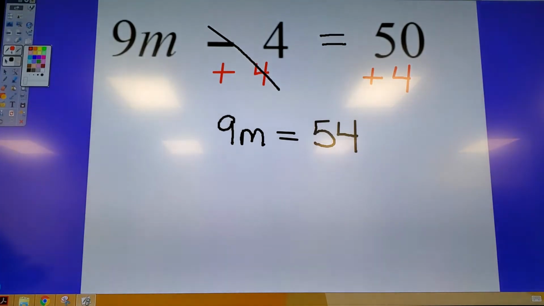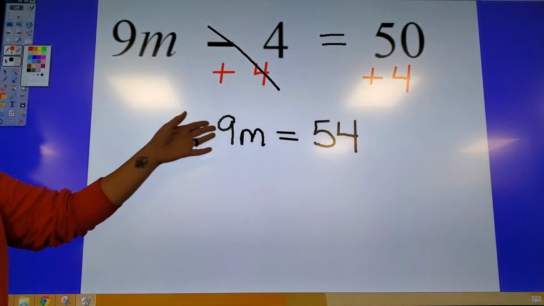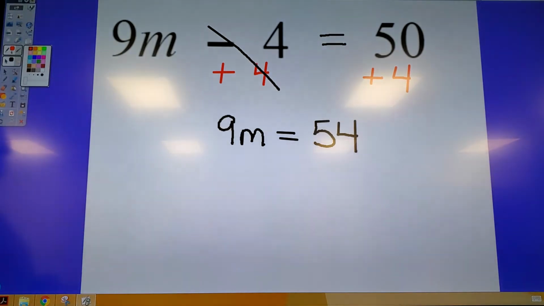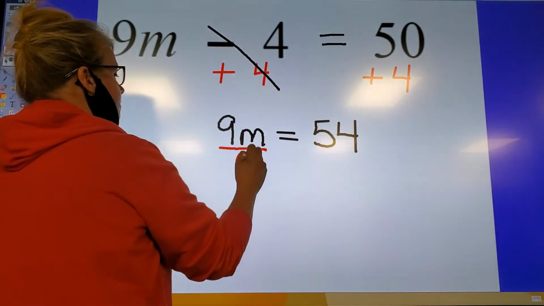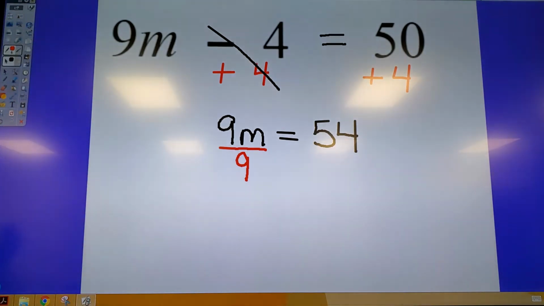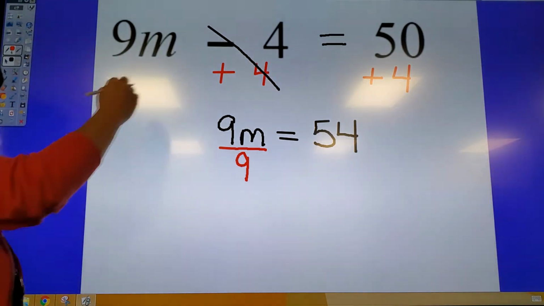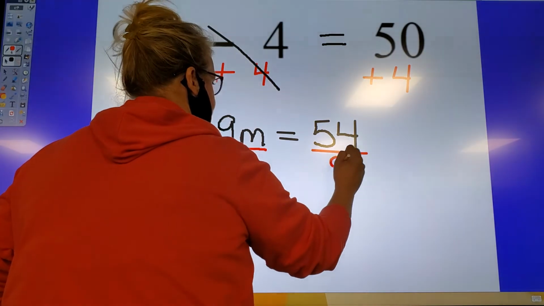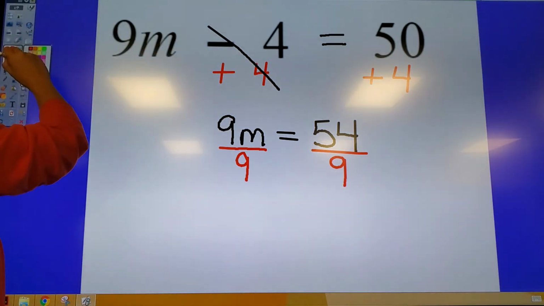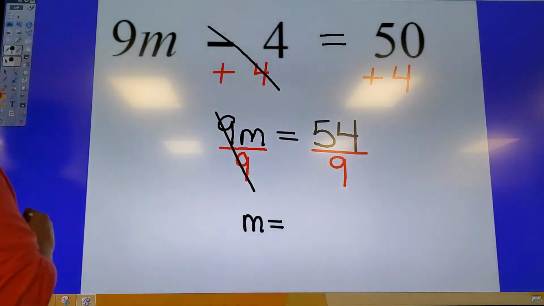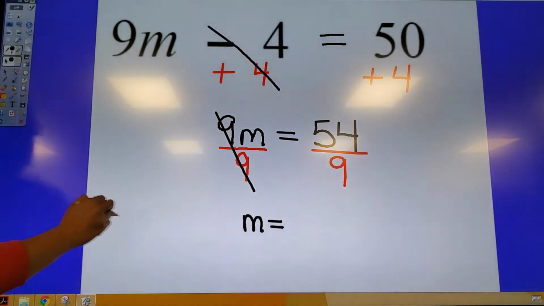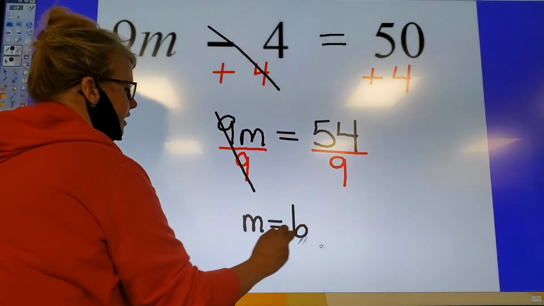So double check it. Okay, so our second step is to get rid of multiplying by 9, and we are going to divide by 9. Remember we talked about in algebra that you show dividing by using that fraction bar. Okay, so dividing by 9, other side dividing by 9. So your 9's cancel out. And what is 54 divided by 9? 6. So that is your final answer.